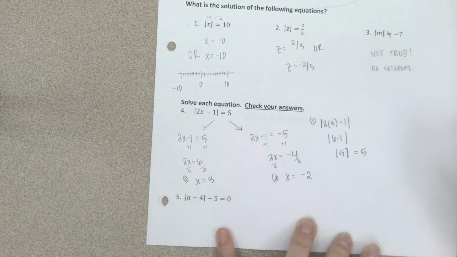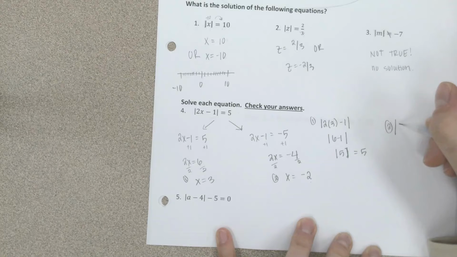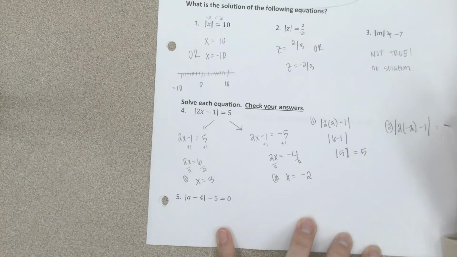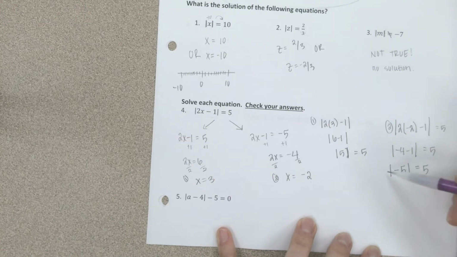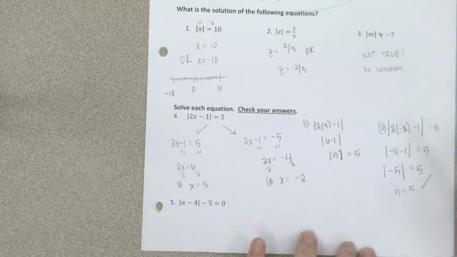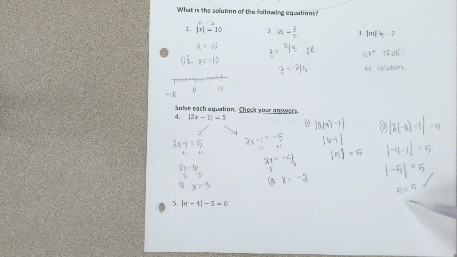Now for example 2. We have the absolute value of 2 times negative 2 minus 1 equaling 5. That's going to be the absolute value of negative 4 minus 1 equaling 5. Absolute value of negative 5 equaling 5. And the absolute value of a negative number is always going to be positive. Therefore, this also works.